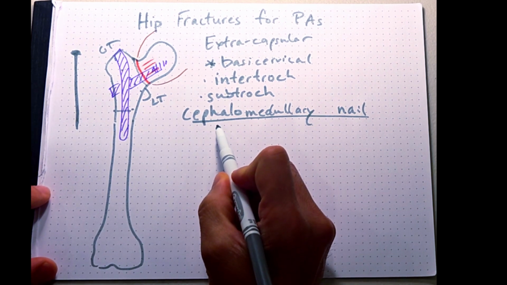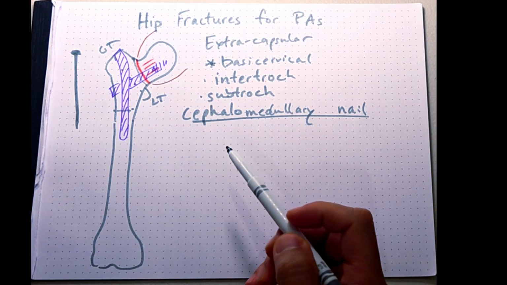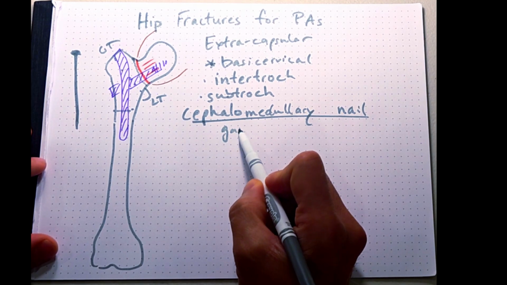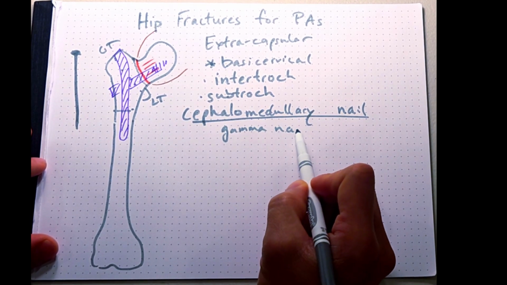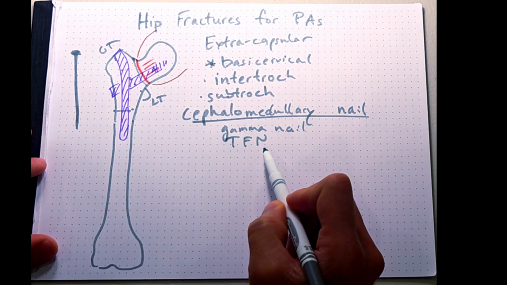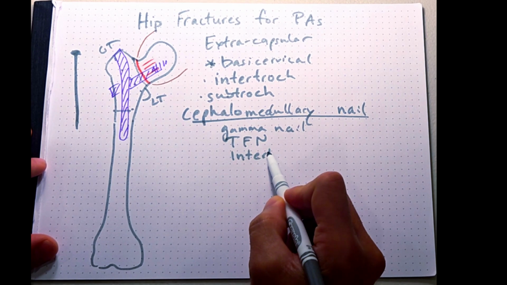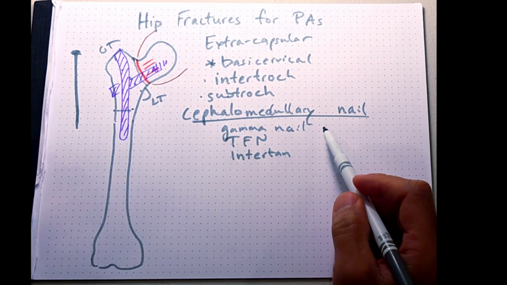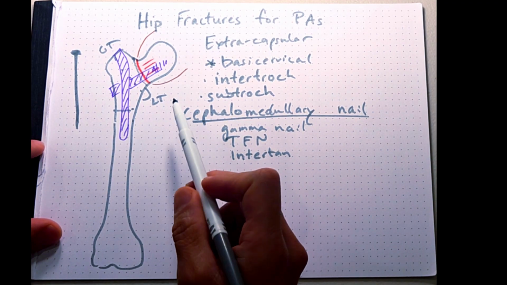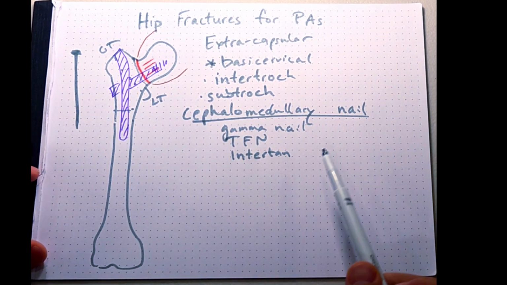Now, what can be confusing sometimes is that a lot of hospitals, a lot of people use the trade names for these. For example, in my hospital, we use a lot of Stryker. The company Stryker makes a nail called a gamma nail. There's a company called Synthes that makes a TFN or a trochanteric fixation nail. There's a company called Smith & Nephew that makes something called the Intertan nail. These are like using an iPhone or a Samsung Galaxy, but really the generic name is a cephalomedullary nail. So that's what you're going to see in research papers and in textbooks.